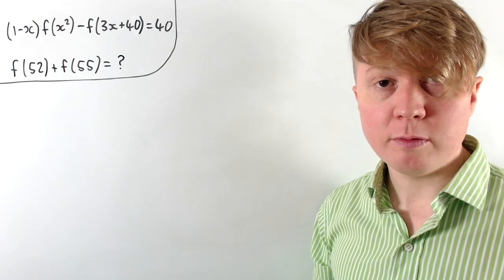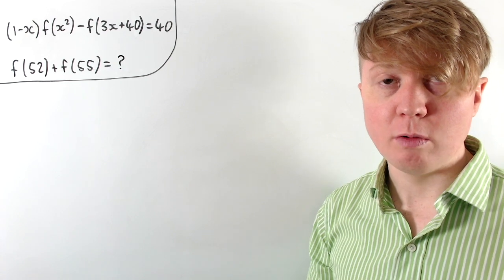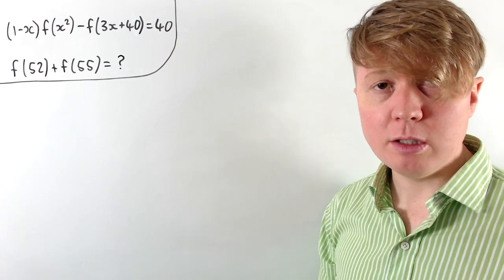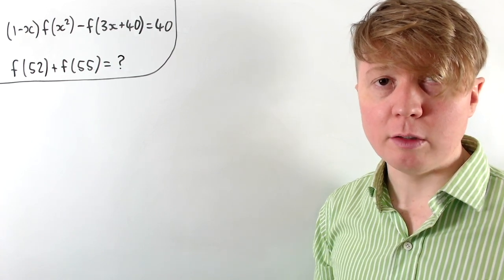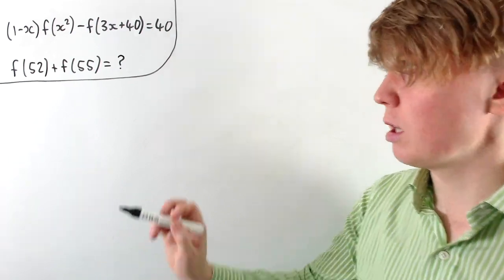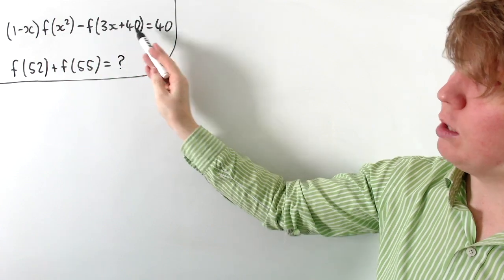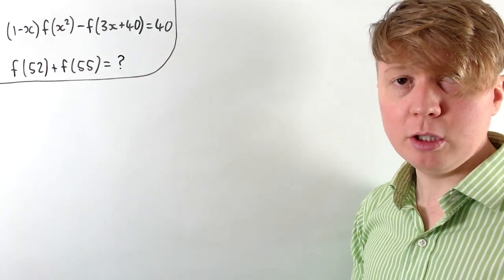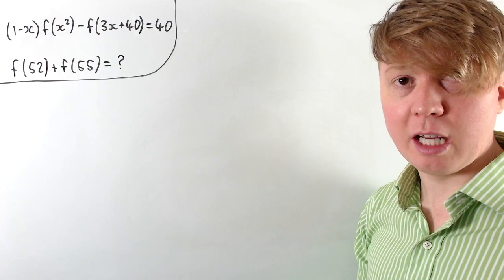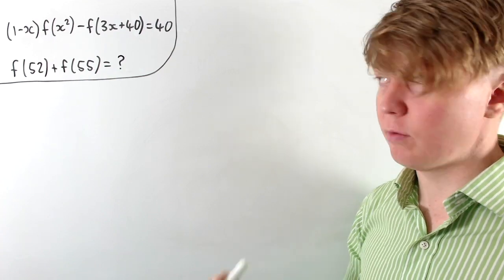But before we start to find the values of f at 52 and 55, we can actually find some values where we can immediately read off what the value of f is at those points. And looking at our equation, if we set x squared equal to 3x plus 40, we'll see in a sec how this is going to help us to find some known values for our function f.